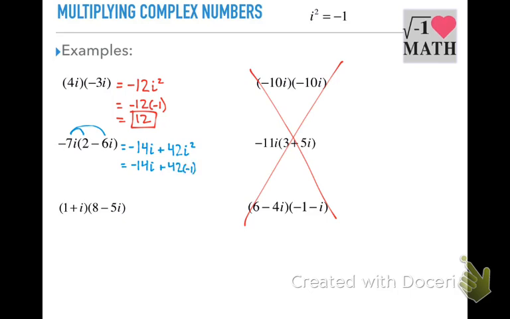And you do that enough times, you'll start to be able to do it mentally. So here is my final answer now written as a complex number, negative 42 minus 14i.